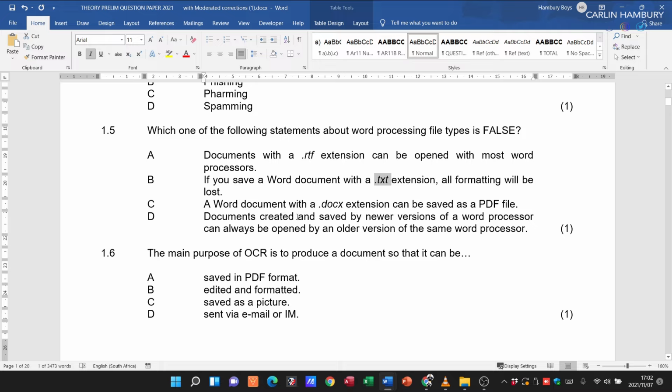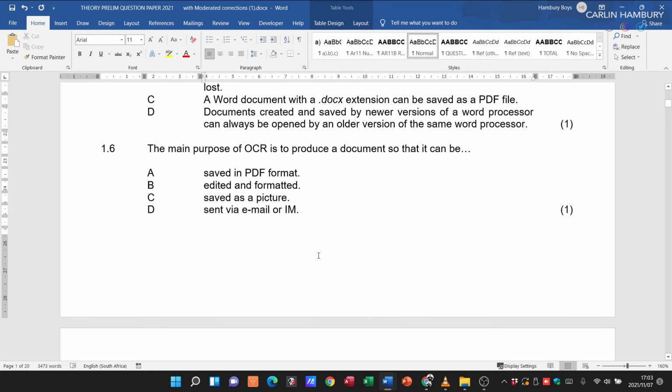Then D, documents created and saved by newer versions of a word processor can always be opened by an older version of the same word processor. So what they're saying here is, if you have Word 2019, can that Word 2019 document, if you send it to someone that has Word 2010, will they be able to open it? No. The older version of the document can be opened by newer versions, but the newer versions can't be opened by the older ones. So that is false. It means our answer here is D.